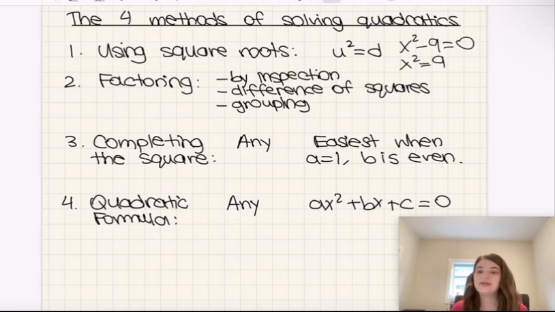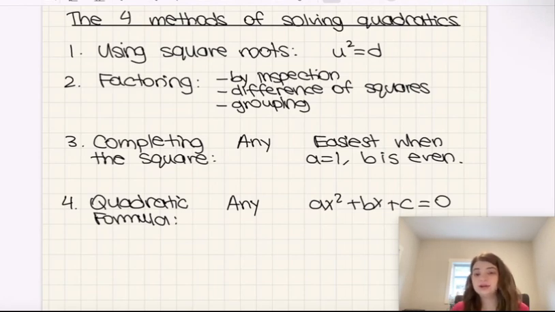And so whenever we have anything of the form u squared equals d, or something that could easily be written that way, then just doing a direct solve using square roots is probably the fastest, easiest method. However, this only works when b is equal to 0, and there are many times when that's not the case. The second way to solve is to solve by factoring.